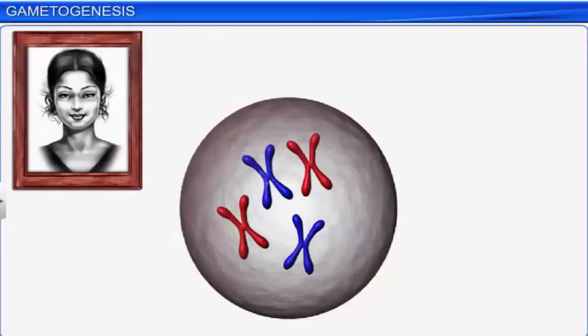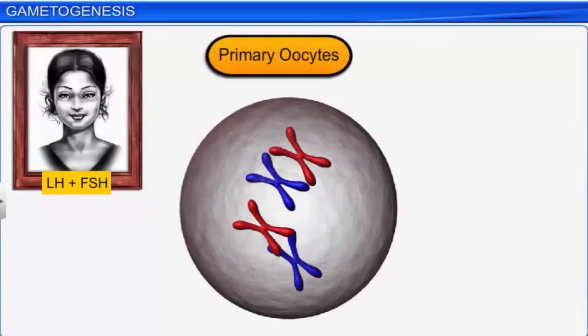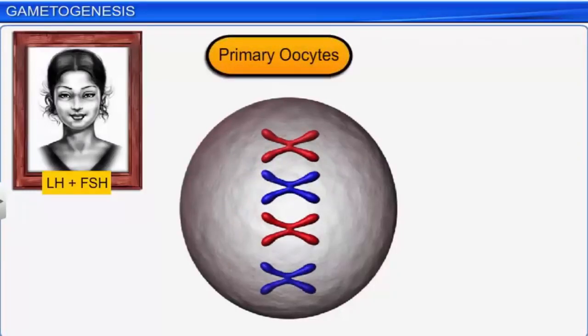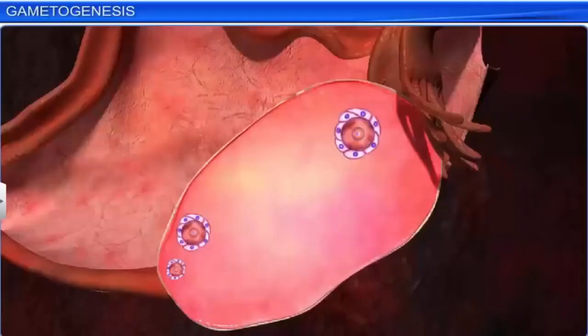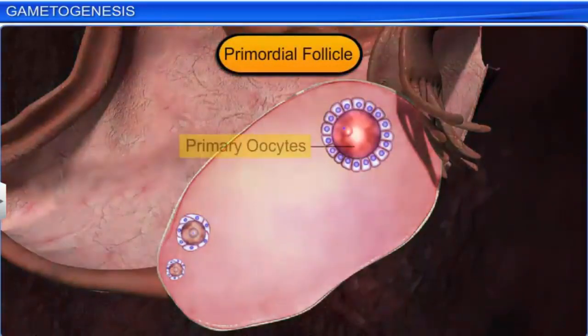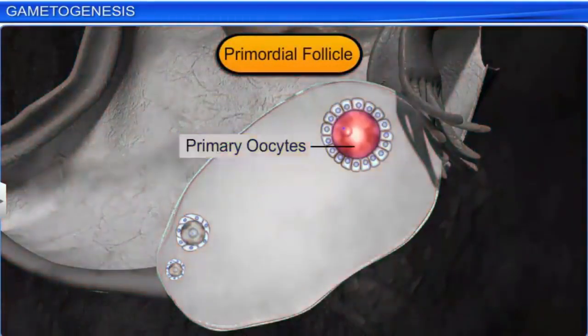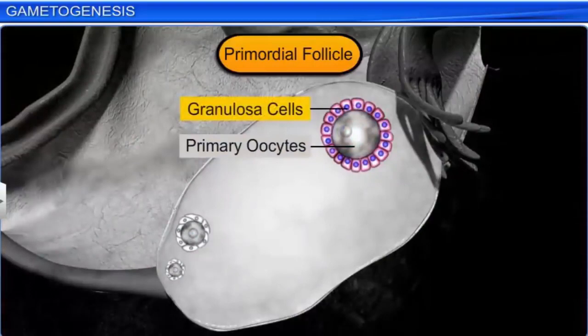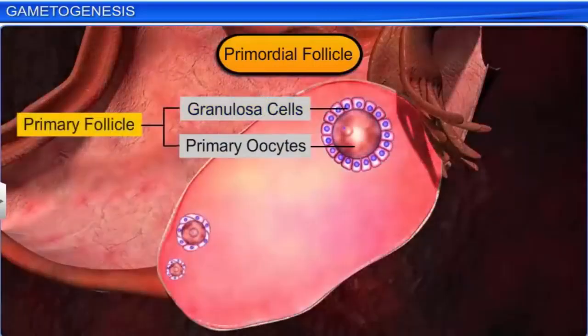At puberty, the release of LH and FSH hormones stimulates some primary oocytes to resume meiotic division that had begun during the woman's fetal stage. Moreover, due to FSH, the squamous cells of the primordial follicle enlarge and become cuboidal. The dividing primary oocyte and the cuboidal granulosa cells now make up the primary follicle.